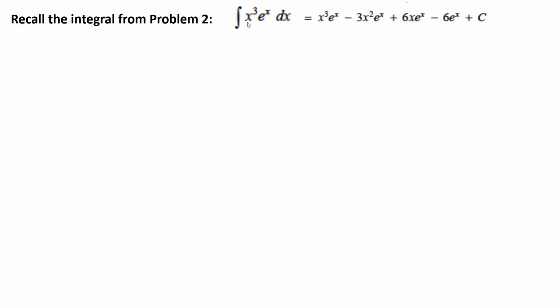Let's follow the x cubed term first. You go through all the derivatives of x cubed: x cubed, 3x squared, 6x, 6, and then 0, right? Presumably that's why there's a plus c.